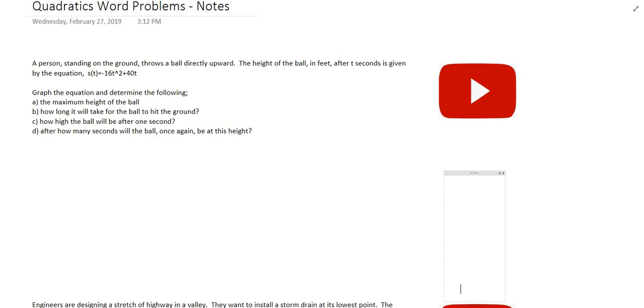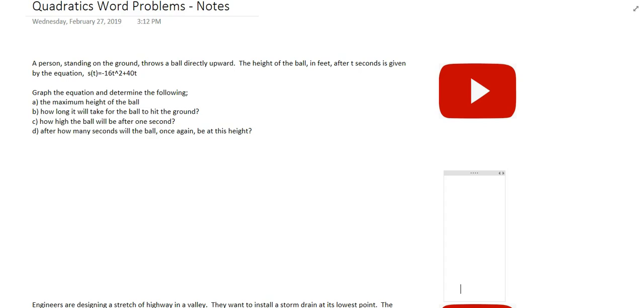So the first question says a person standing on the ground throws a ball directly upward. The height of the ball in feet after t seconds is given by that equation there: negative 16t squared plus 40t. Graph the equation and determine the following. The maximum height of the ball, how long it will take for the ball to hit the ground, how high the ball will be after 1 second, and after how many seconds will the ball once again be at this height. So first things first, it says to graph the equation.